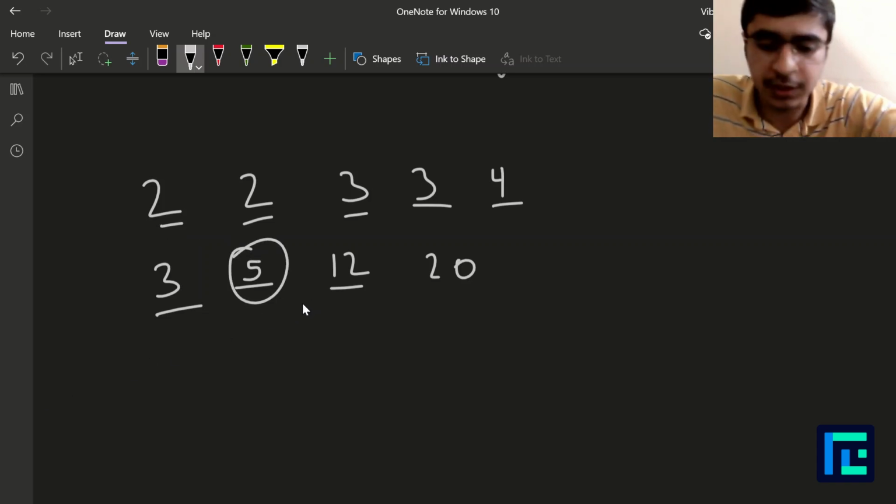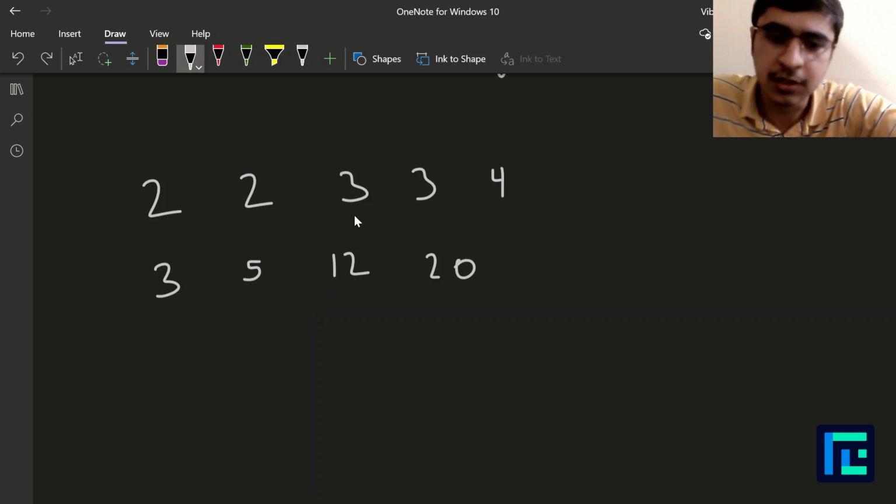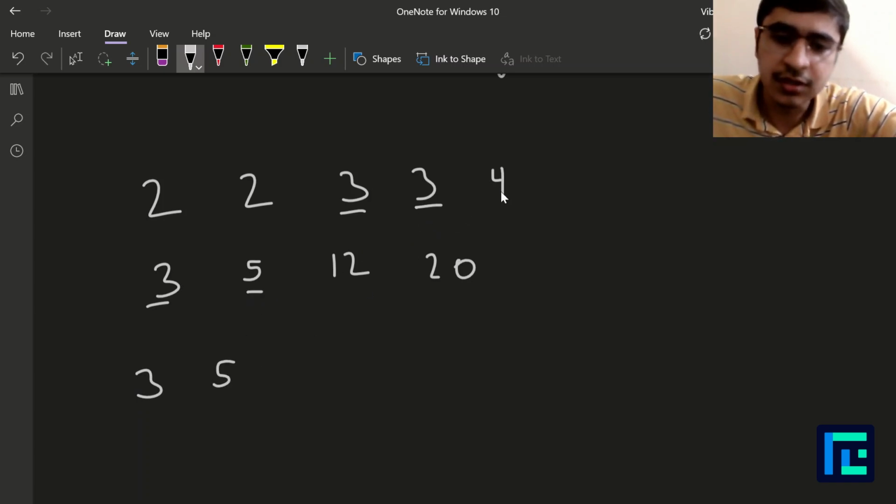So what will our cost become? Okay, so let's see what our cost becomes. See, for the third person, we gave them the first, so we'll spend $3. Then the next person I gave 5, so I'll give $5. The next person I gave 12, so I'll spend $12.